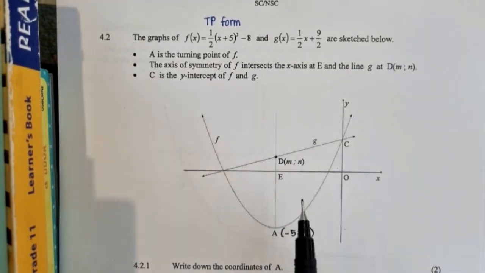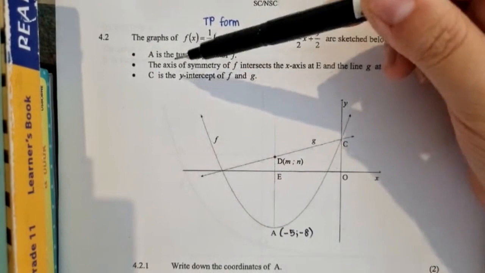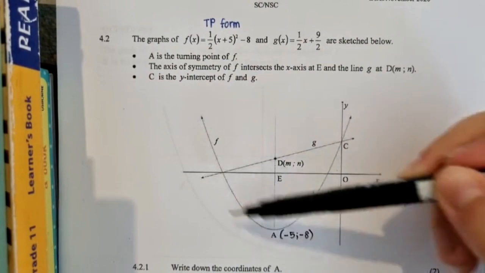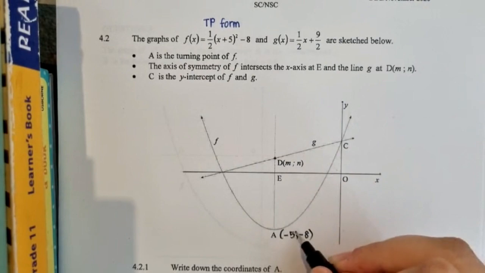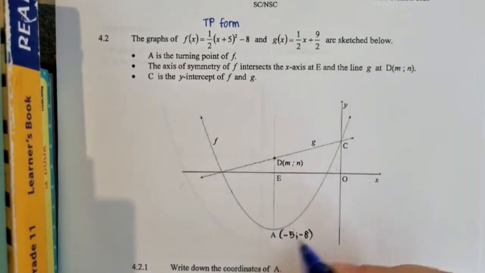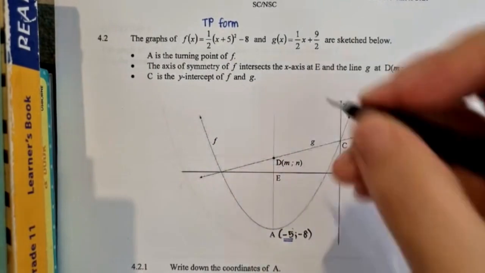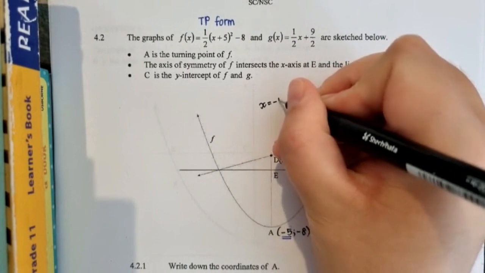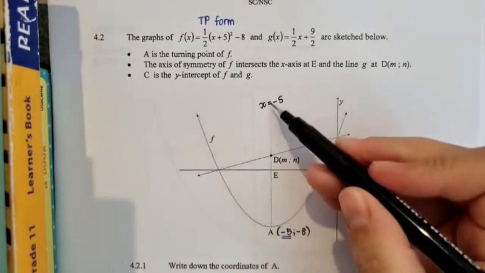Now that helps us already, because now we can see that they've put a straight line here. But let's first read further down. They're saying the axis of symmetry of F. Now F is a parabola, and the axis of symmetry of a parabola is always x equals the x value of the actual turning point. So if the turning point is at negative 5, negative 8, that means that the equation of the axis of symmetry is x equals negative 5. And we can see that they've put that straight line in there for us.